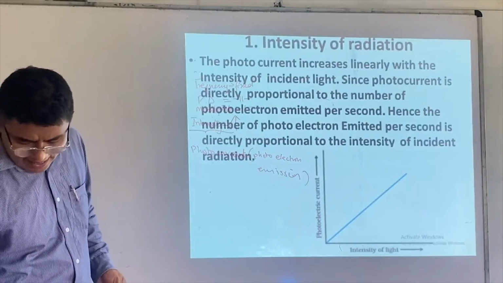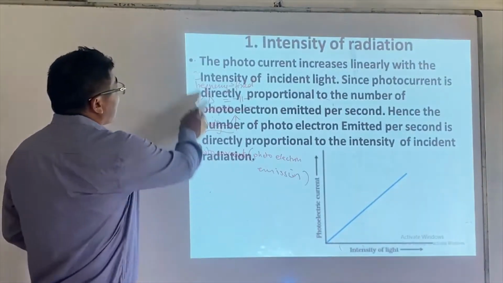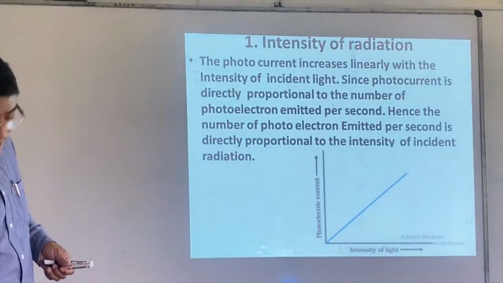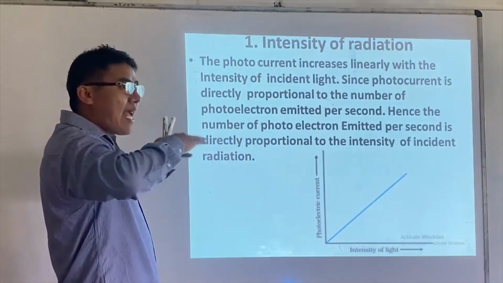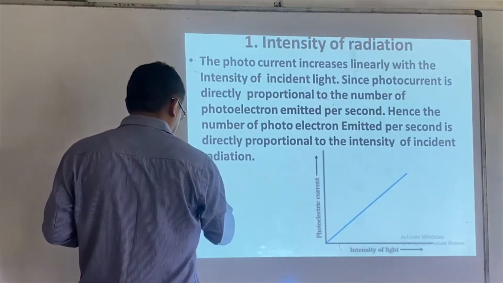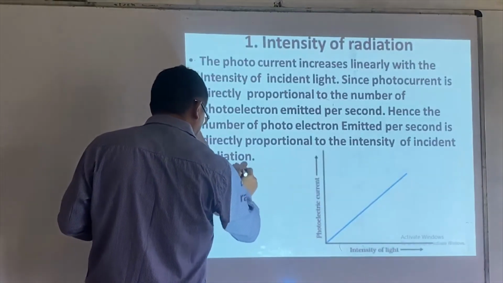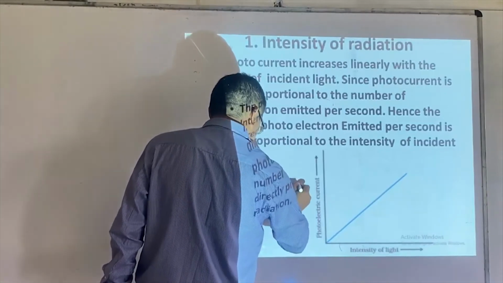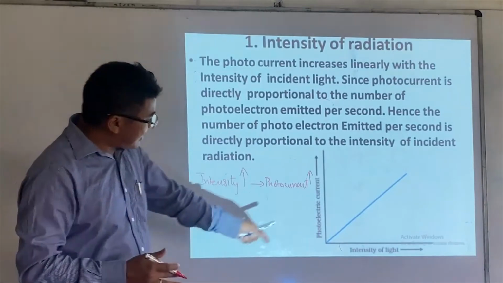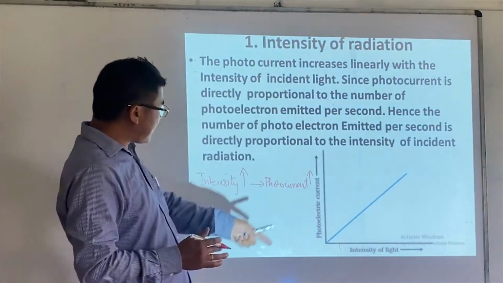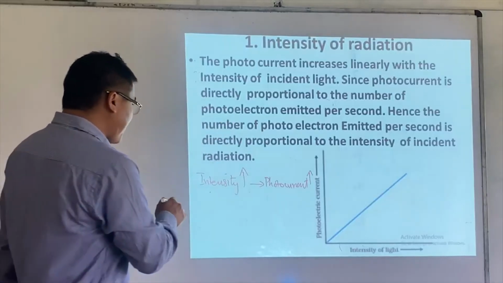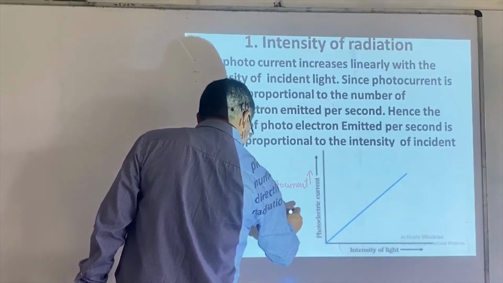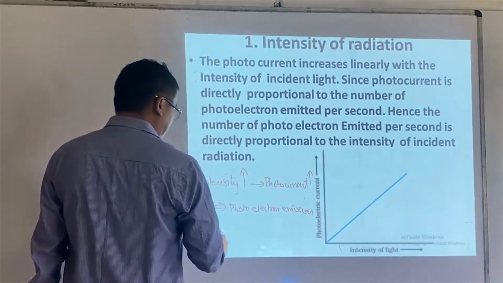Experimentally, what we found is that the photocurrent increases linearly with the intensity of the incident light. So this was found during the experiment. As I increase the intensity, what increases is the photocurrent that we could see. Linearly means they are directly proportional. If the photocurrent increases linearly, it implies that the photoelectron emission increases linearly.